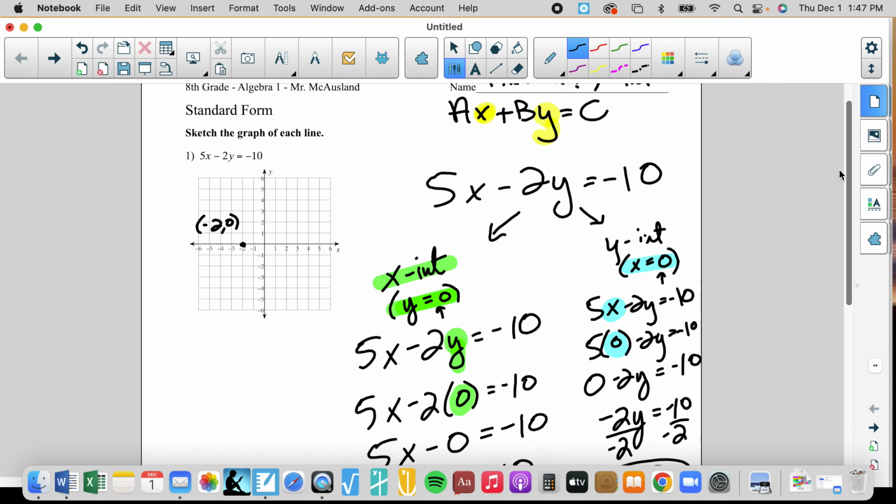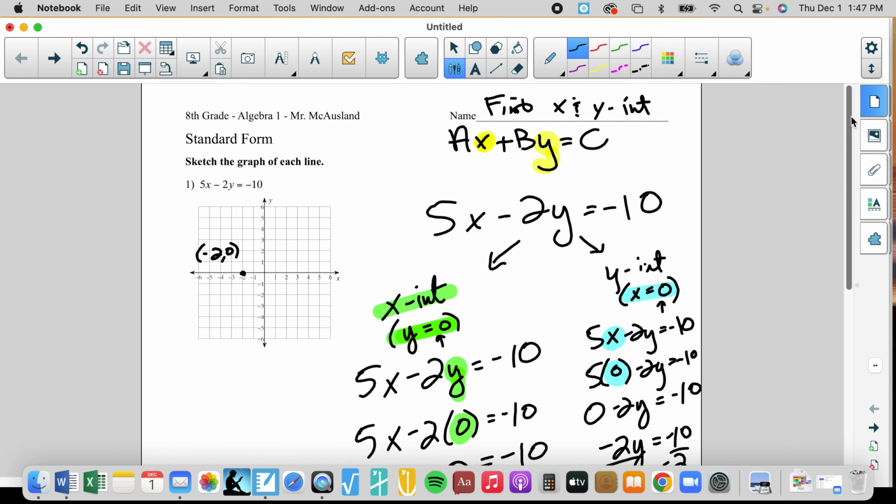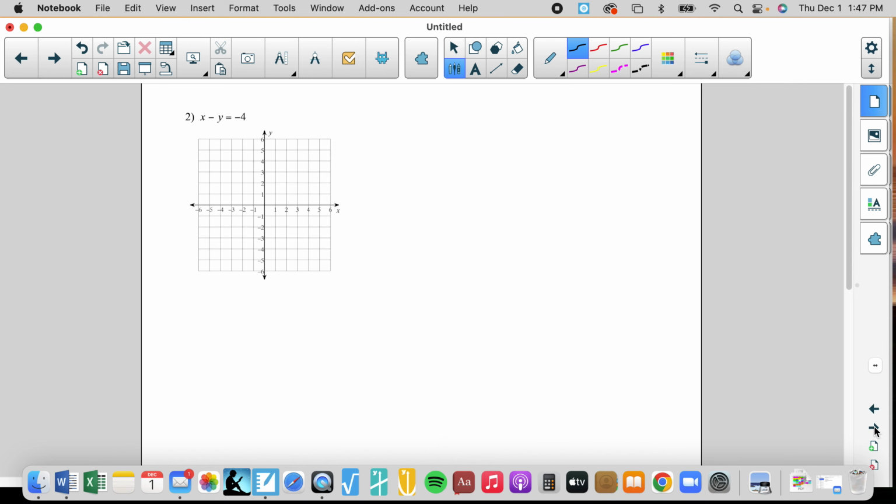So if we plotted that point, 0 on the x, 5 on the y, 0, 5 is how we write that coordinate. We now have 2 points. We draw a line, and we've just graphed that linear equation, which was in standard form. And we're going to just repeat that for all of these equations. We're going to do the same exact step each time.